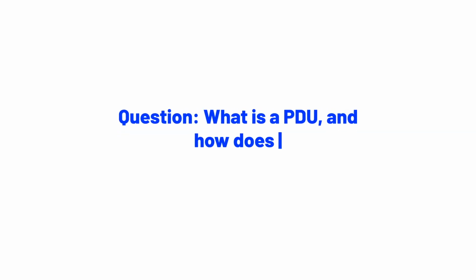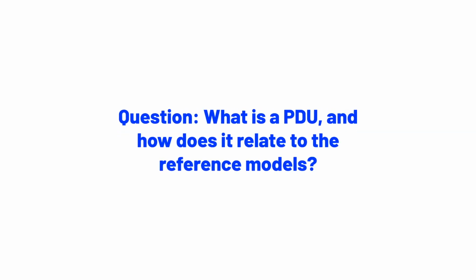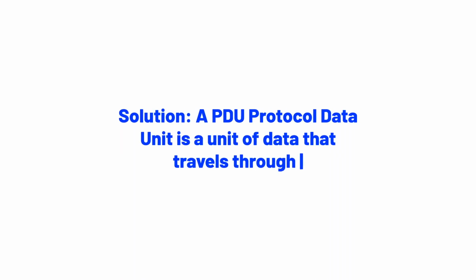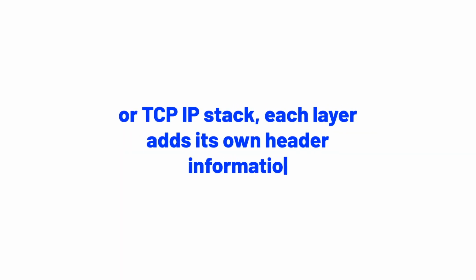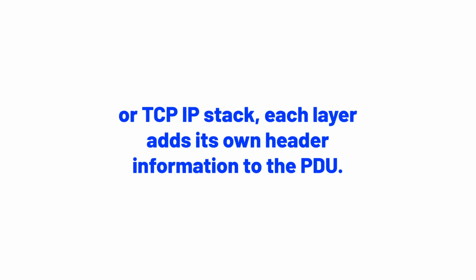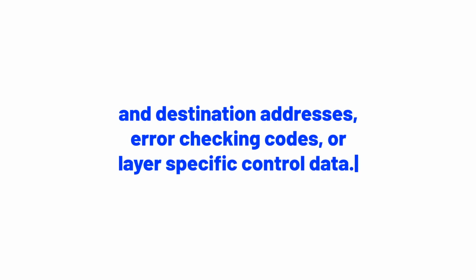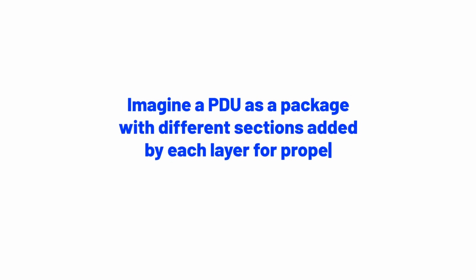Question: what is a PDU, and how does it relate to the reference models? Solution: a PDU, protocol data unit, is a unit of data that travels through the network. As it journeys down the OSI or TCP/IP stack, each layer adds its own header information to the PDU. This header might contain information like source and destination addresses, error checking codes, or layer-specific control data. Imagine a PDU as a package with different sections added by each layer for proper handling and delivery.